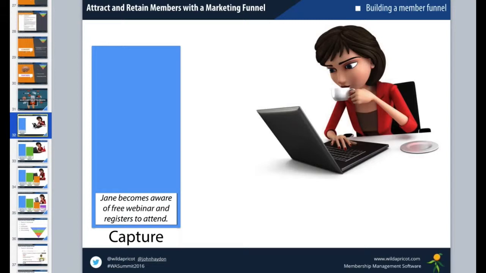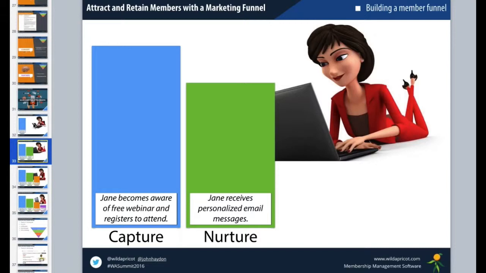So Jane becomes aware of a free webinar and she registers to attend. Great, she's excited about this webinar. She receives personalized email messages, and this is what's so powerful today about email marketing tools and tools like Wild Apricot: you can send personalized messages based on how people have joined your list. If they sign up for a free webinar and they've been tagged as such in the contact record, then of course they're going to receive an email that says, hey, thanks for signing up for the free webinar. Here's what you're going to get.